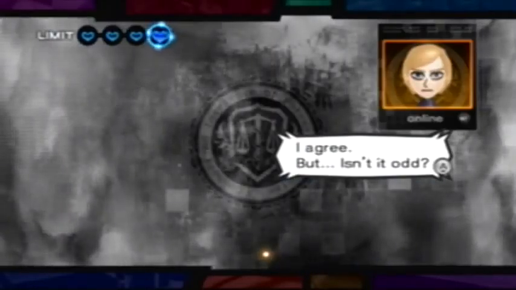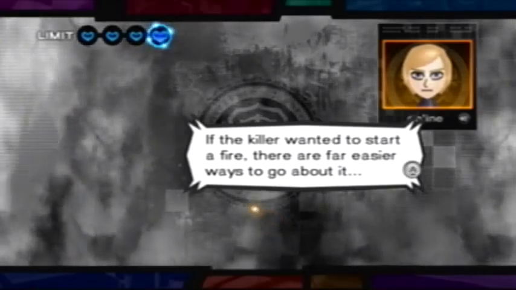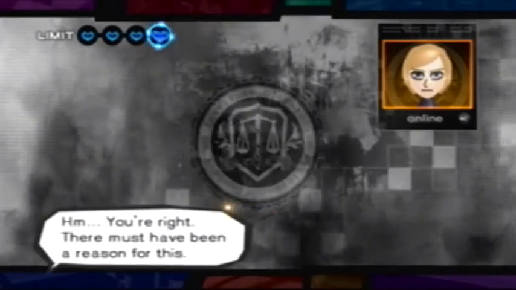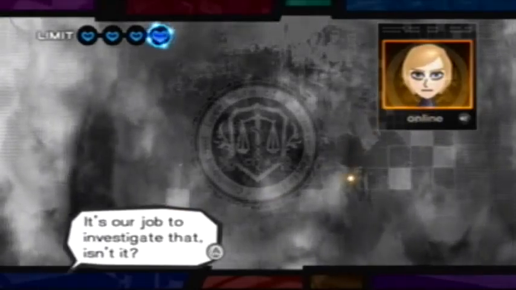I agree, but isn't it odd? If the killer wanted to start a fire, there are far easier ways to go about it. You're right. It's our job to investigate that, isn't it?